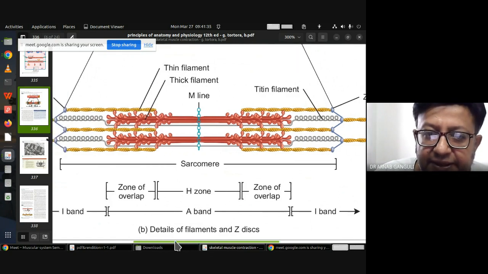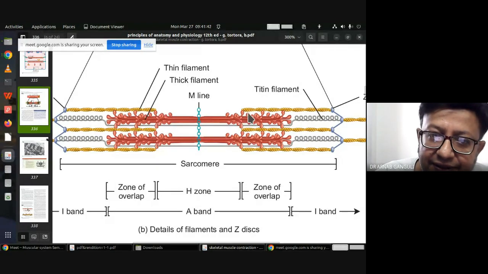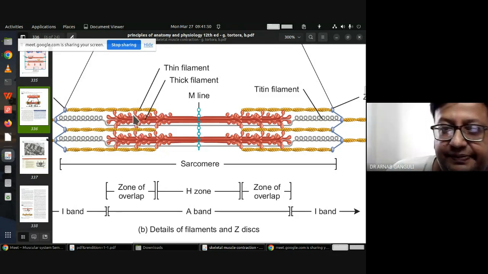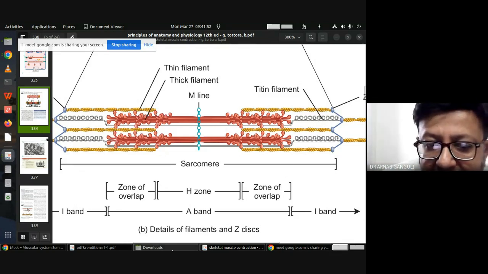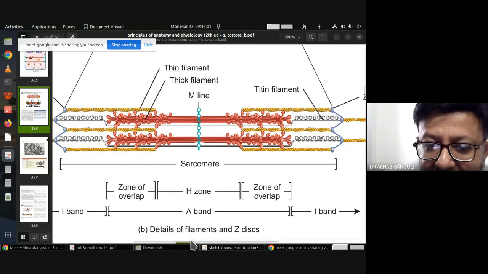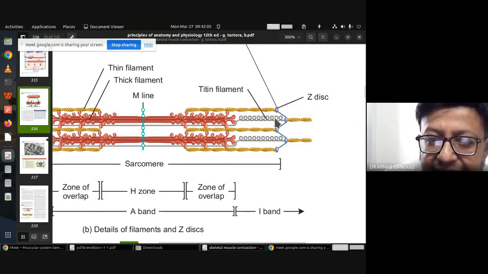The thick filaments have got little head-like structures. We will tell you what this thick filament is. And these thin filaments have a coiled structure. Apart from that, there are several things which attach it. All these fibers are attached to the Z line. One is known as the titin filament.